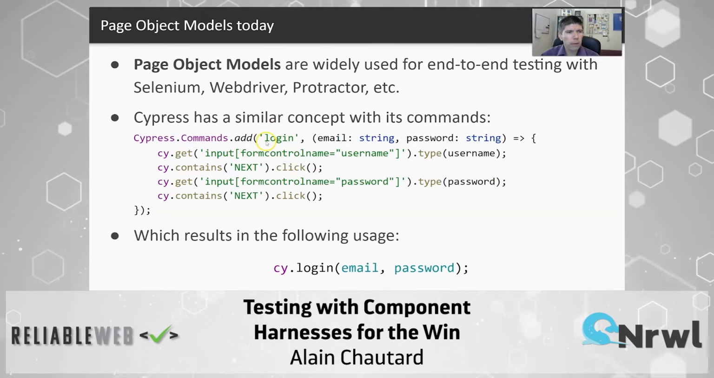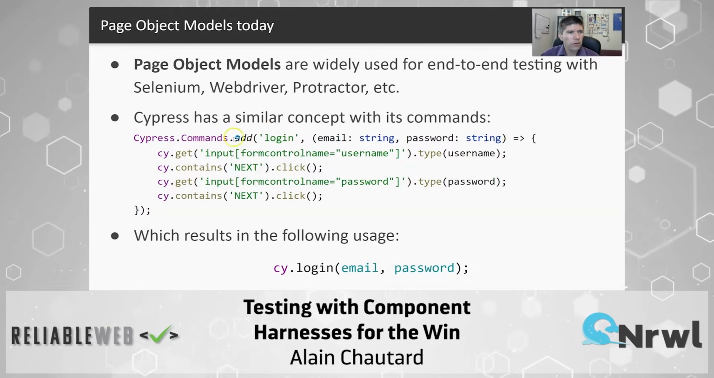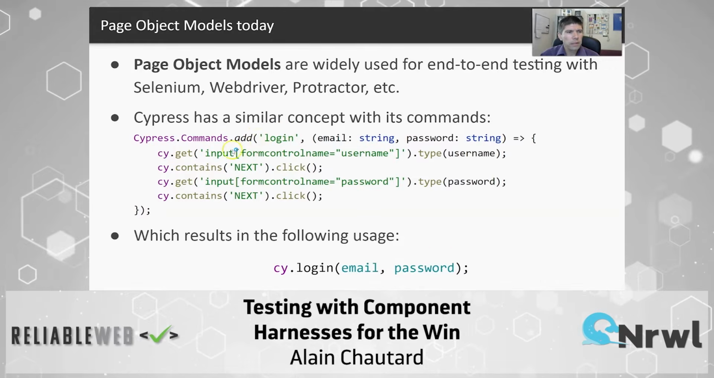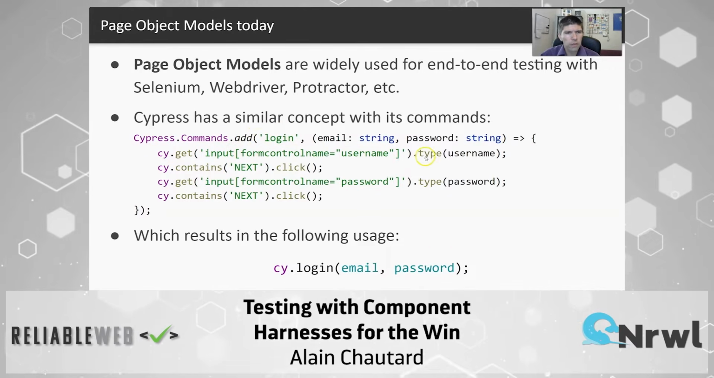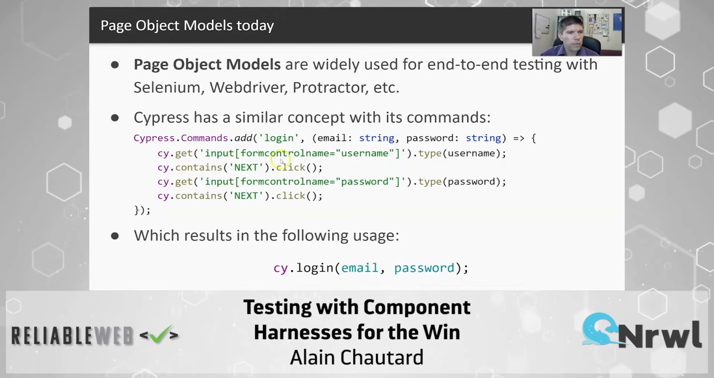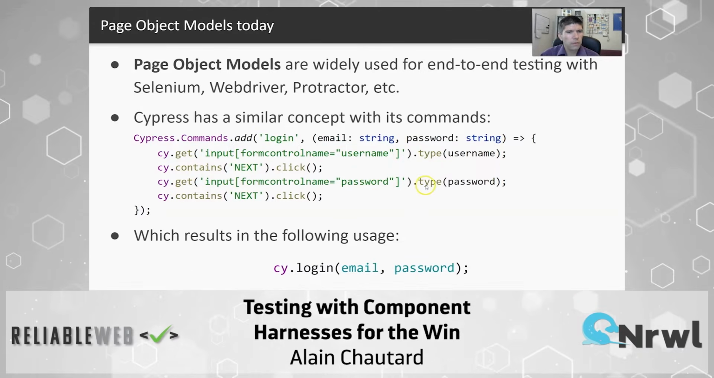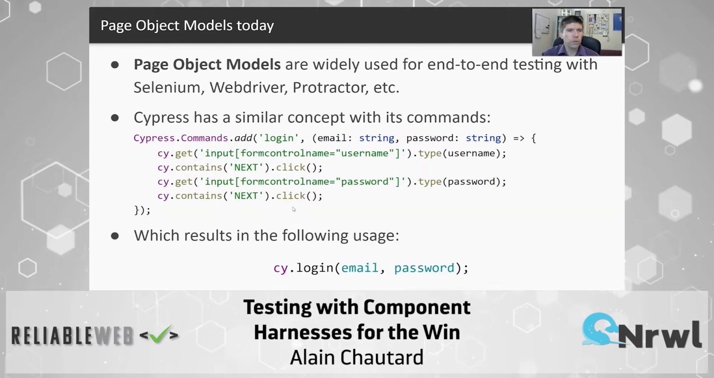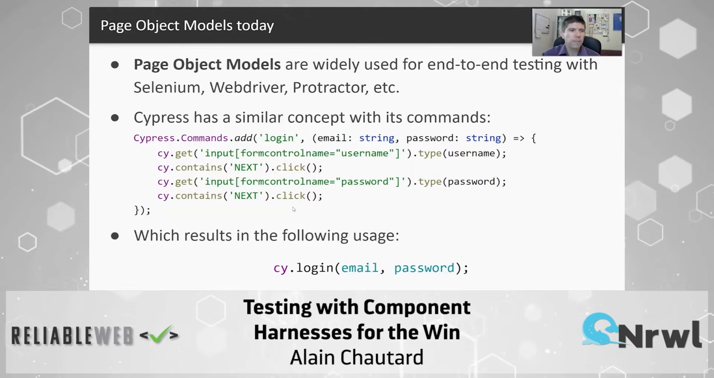So this is an example for a login page. We create a command called login, and we select the input for the username. We type the username into it. Then we click on the next button, select the password, type the password, click next. So that's the flow in order to log in to that specific application.